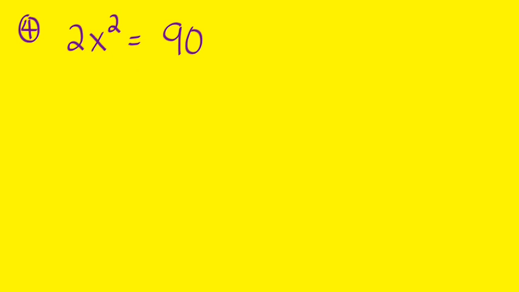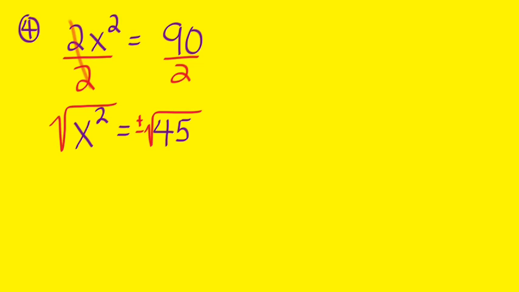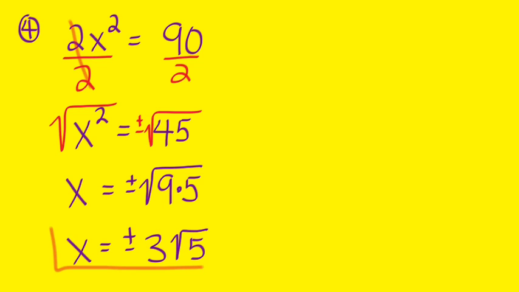On number 4, let's take a look at this example. I'm going to first divide by 2, and then I get the square root of 45, which is not even, so I have to look inside, and what do I see inside? I see 9 times 5. So I can square root the 9 and have plus or minus 3 square root 5.